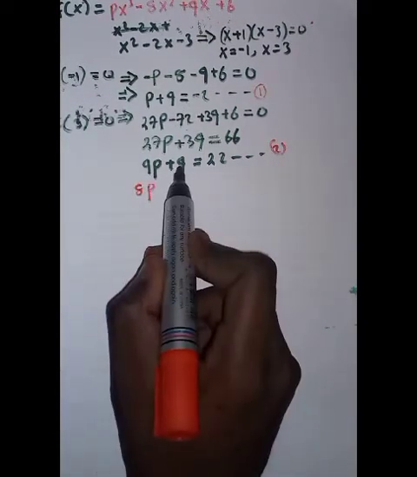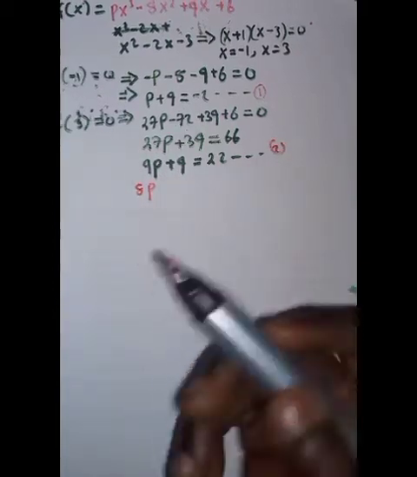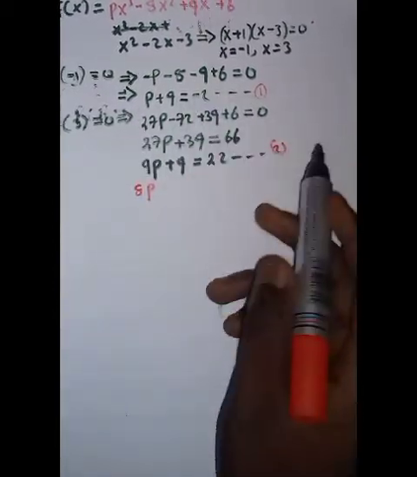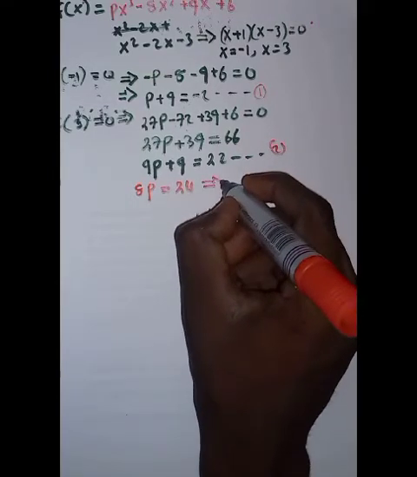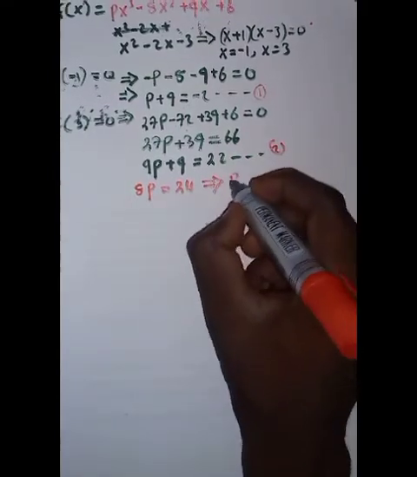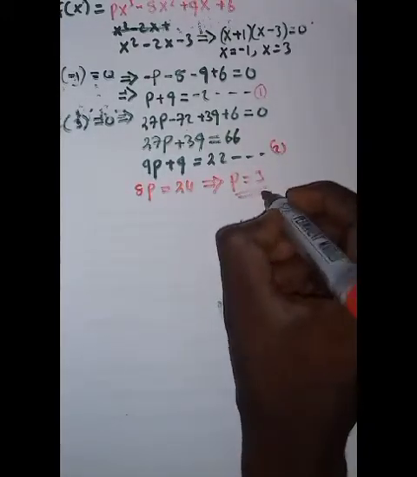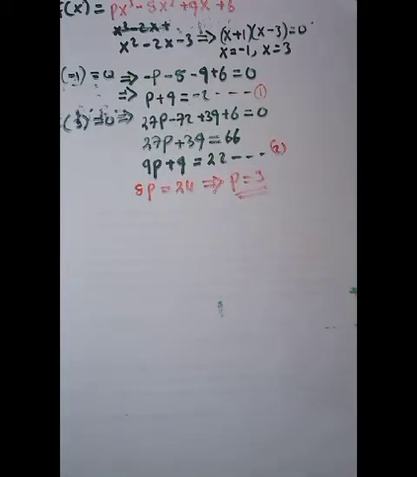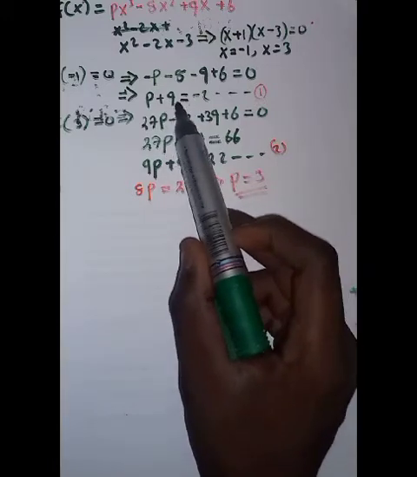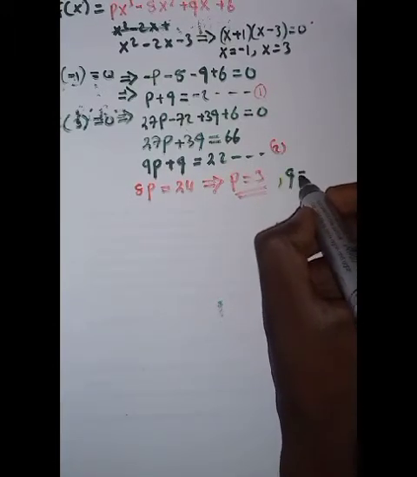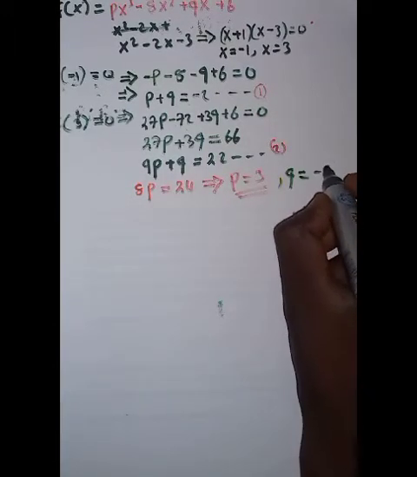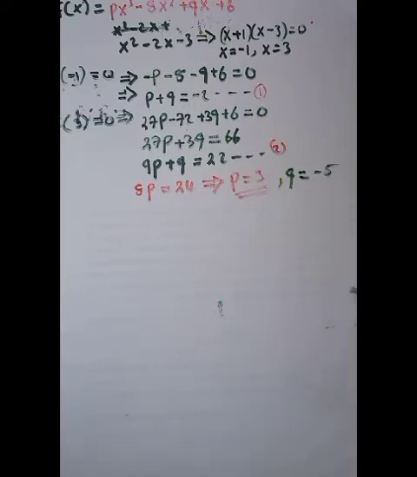Then q minus q simply gives us 0. Then 22 minus 2 gives us 24. That implies, if we make p the subject, we are going to have p equal to 3, when we divide all through by 8. Good. So now, if we have p to be 3, we simply come to equation 1, put p to be 3 and solve for q. We'll see that q will turn out to be -5.